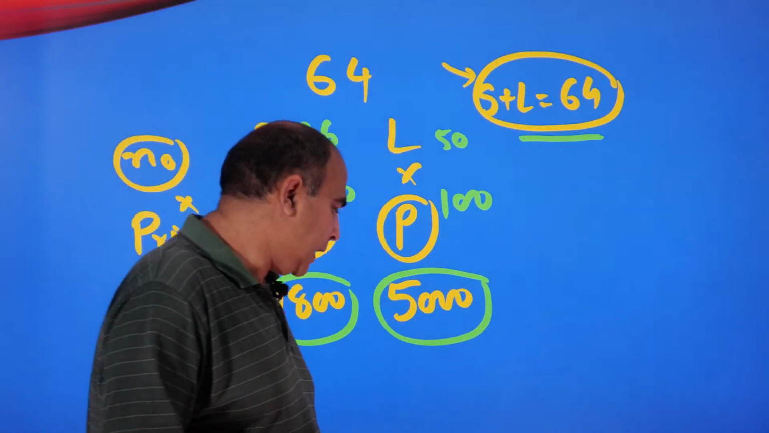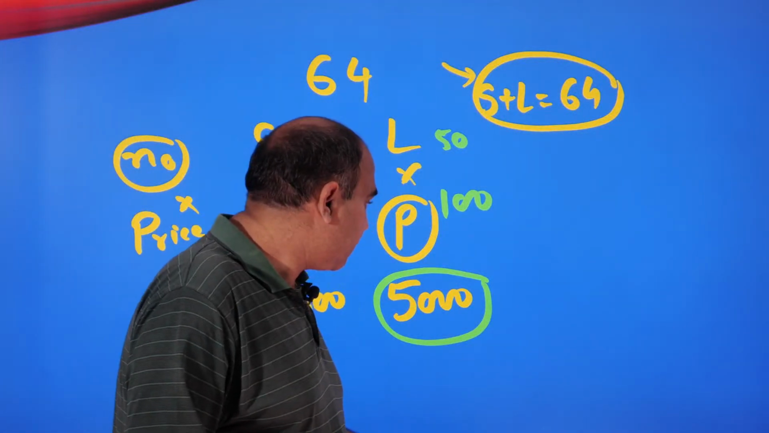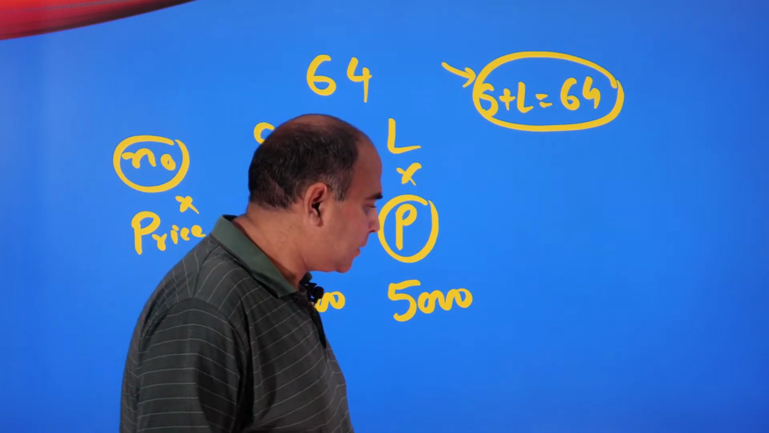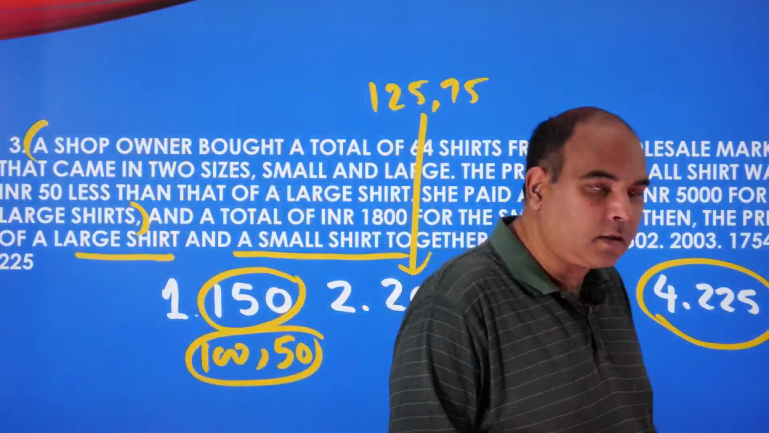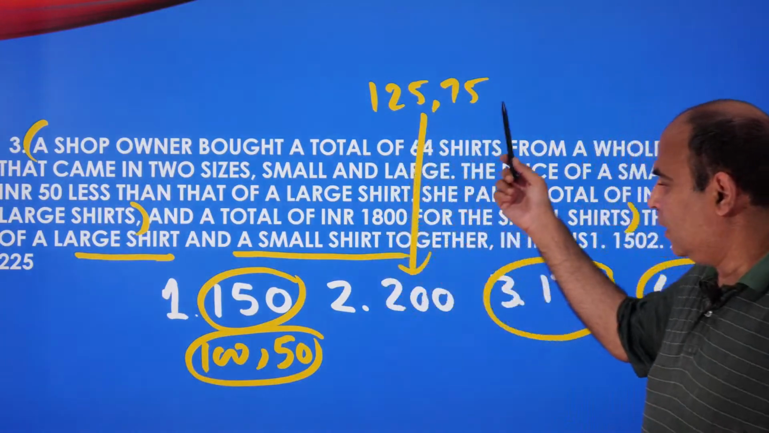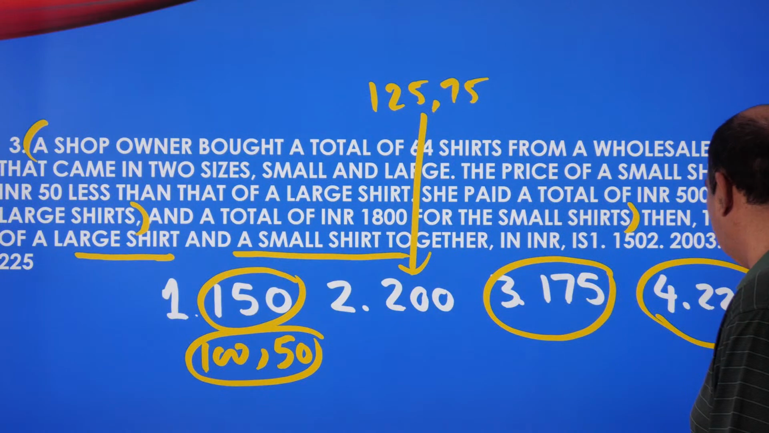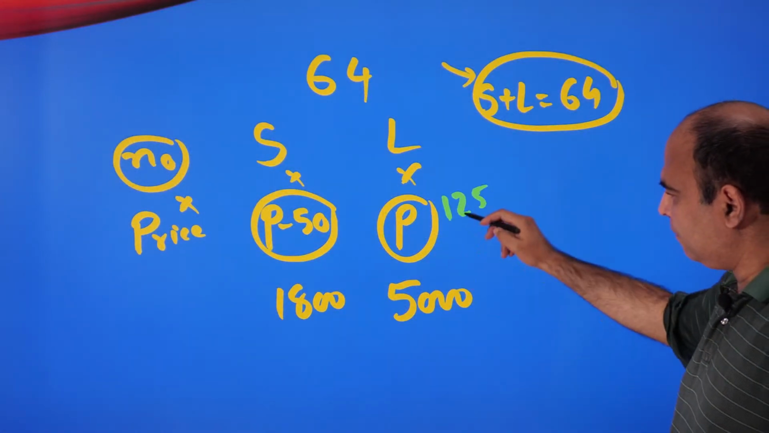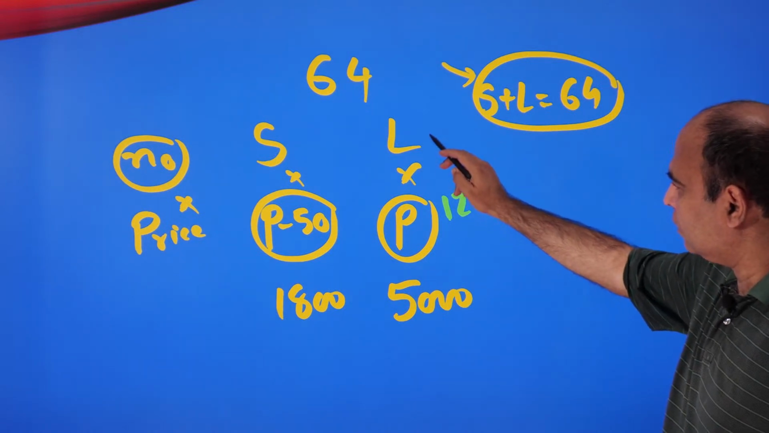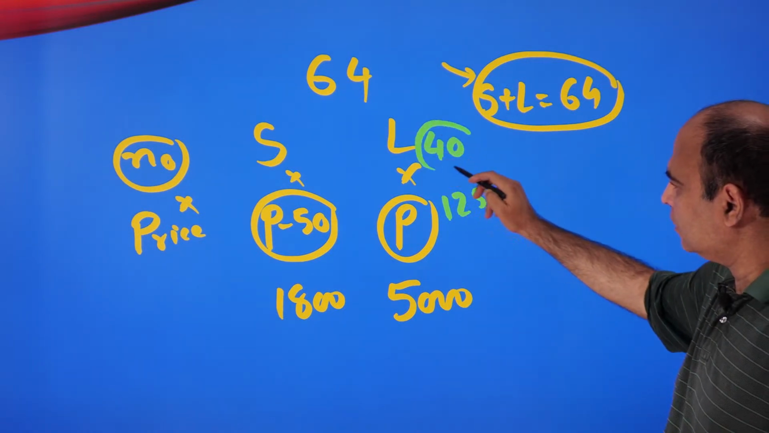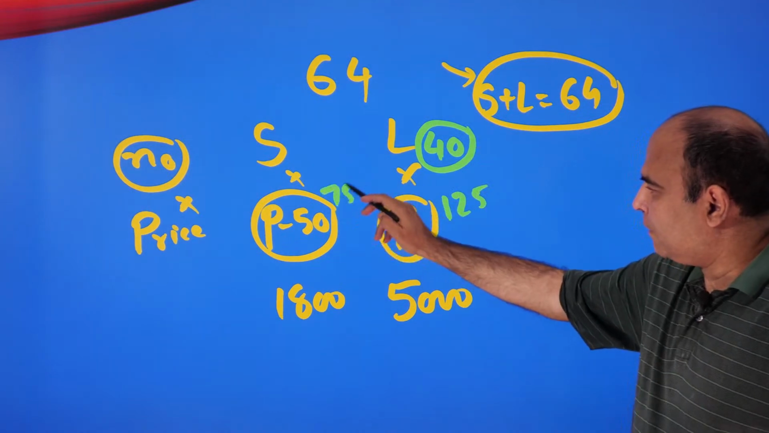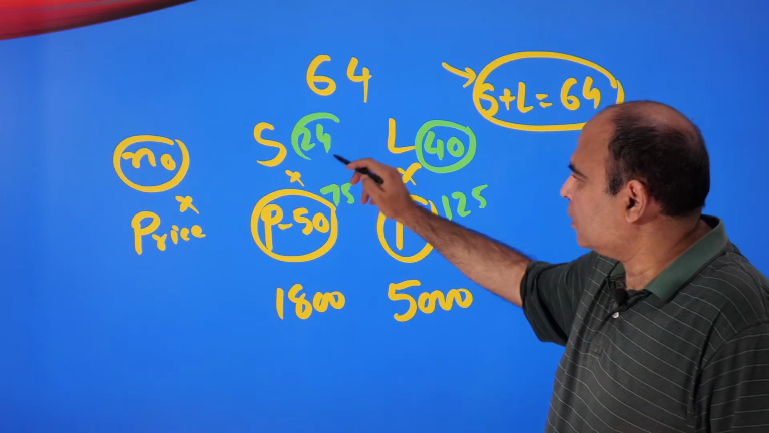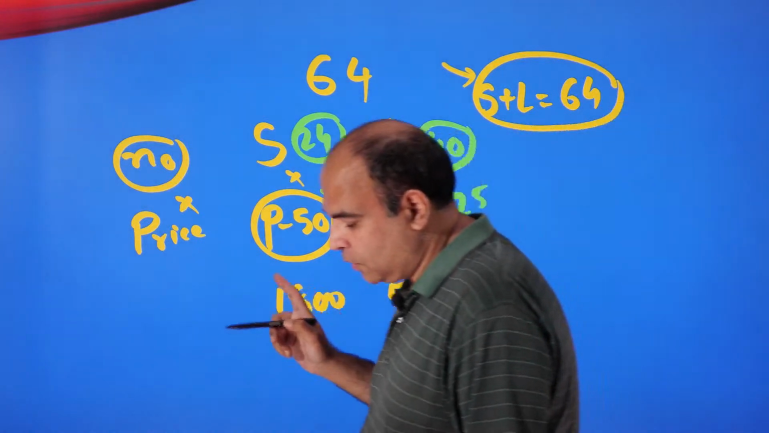And then when you pick up the second option, you will see that it fits perfectly. Let's see that. So when I pick up the second option, where I've taken the larger shirt's price as 125 and the smaller one as 75. If this price is 125, 5,000 by 125 gives me 40 large shirts, and this price is 75. 1800 by 75 gives me 24 small shirts. And of course, you need to be good with your calculations.